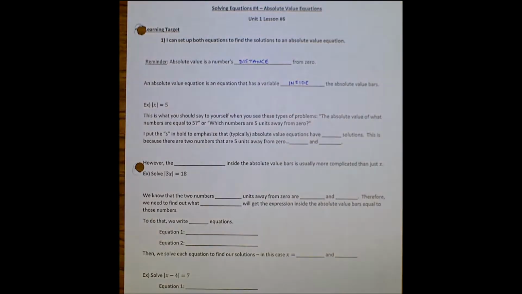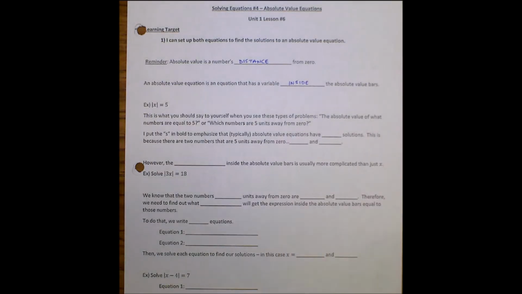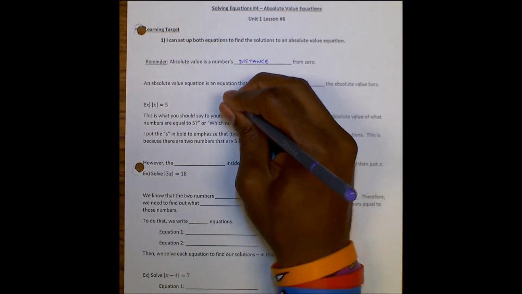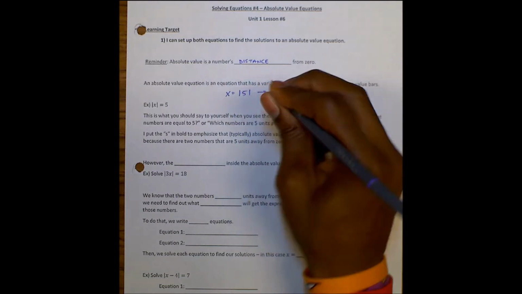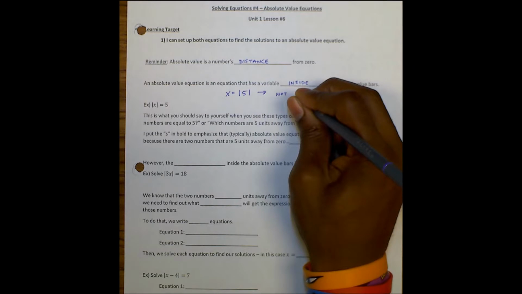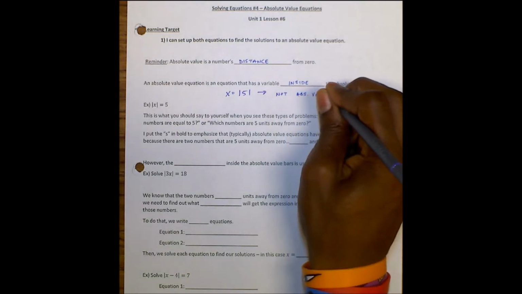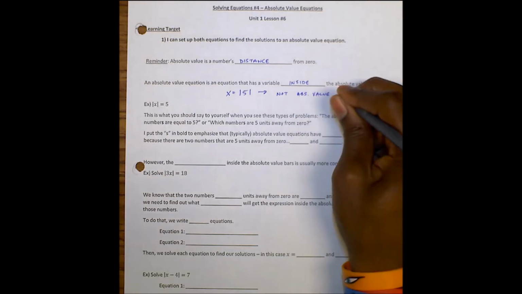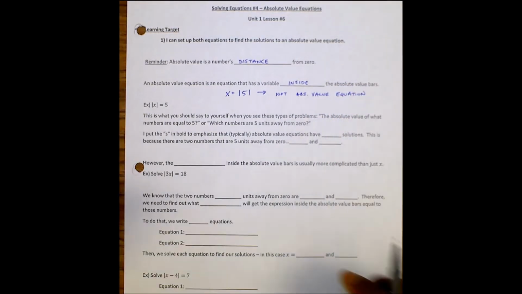Okay, for example, our first example is absolute value of x equals 5, but I'd like you to know that x equals the absolute value of 5 is not an absolute value equation because the x is not inside of the absolute value bars. In our first example, we have absolute value of x equals 5. This is an absolute value equation. X is inside the bars.